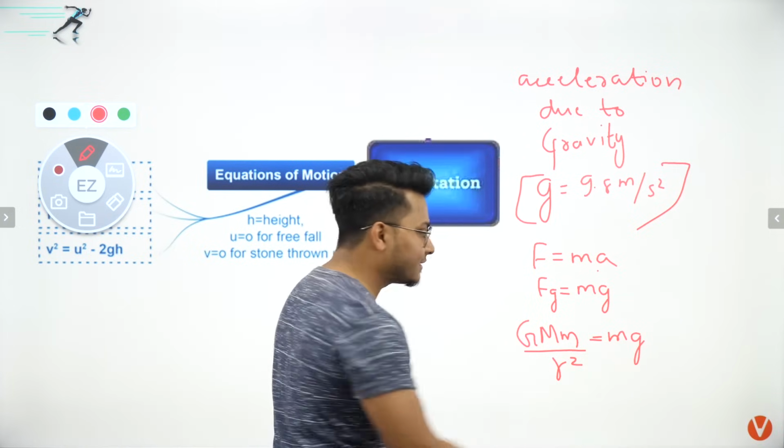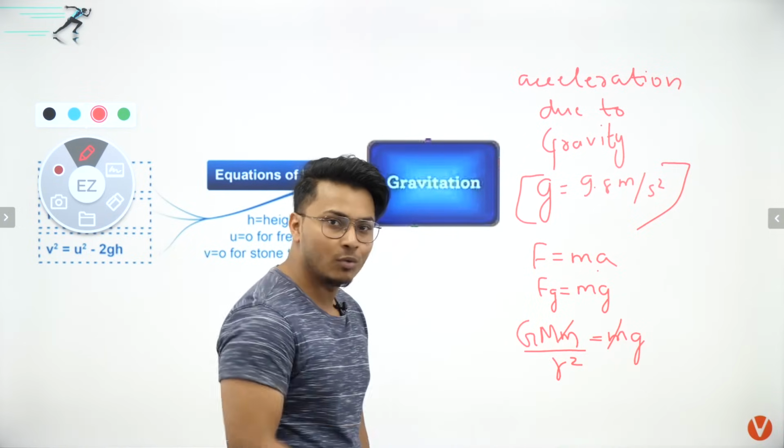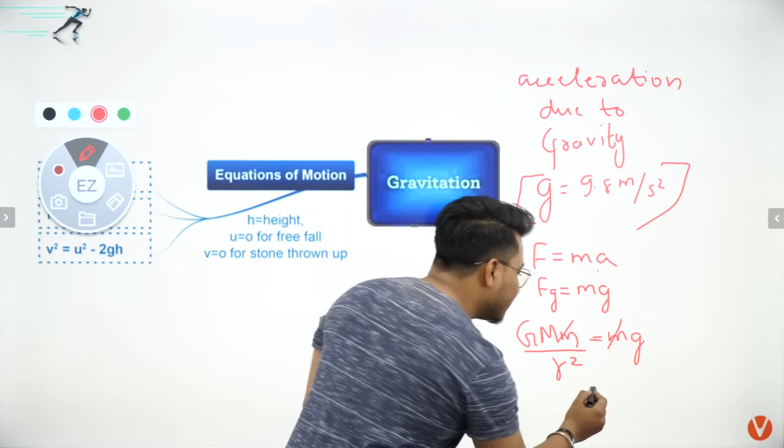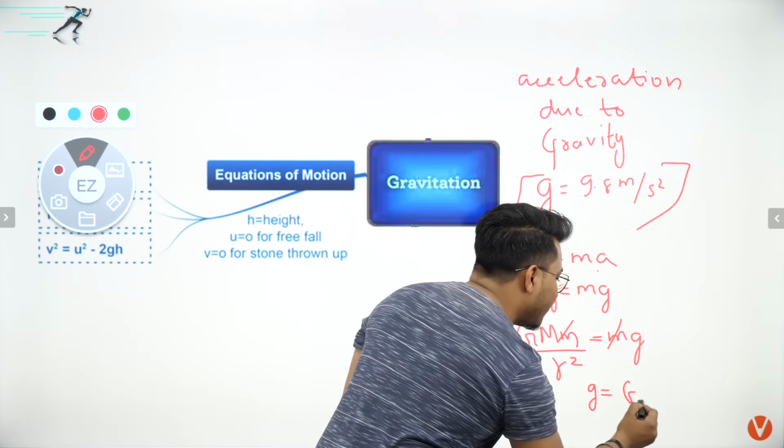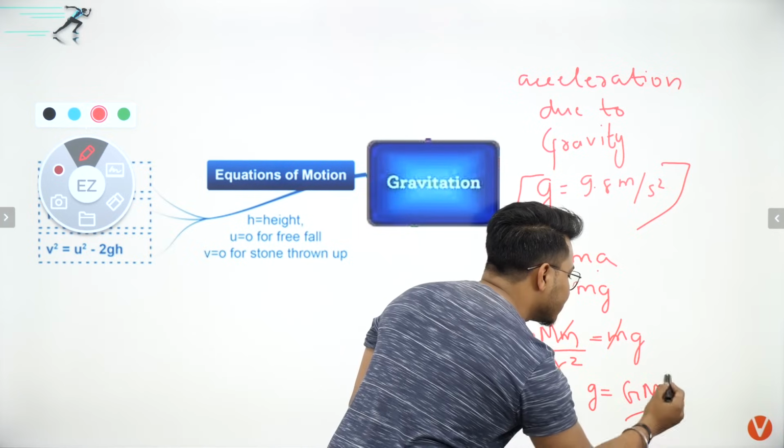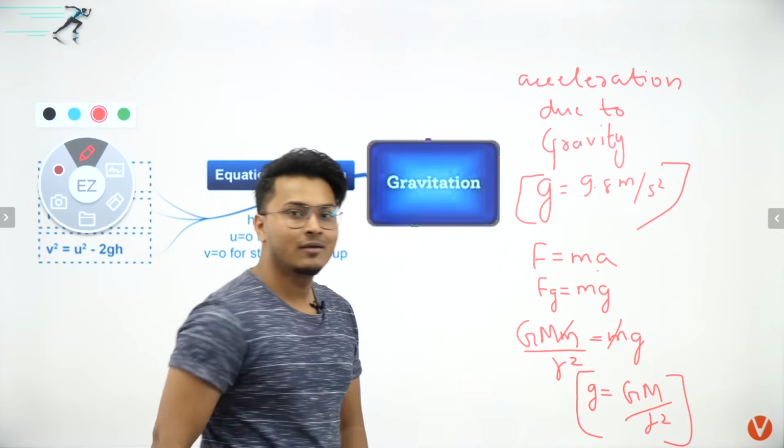From here you can very easily see that capital M and small m cancel off. Small m and small m cancel out. Now what is left? g is equal to capital GM by r square. This, my dear students, becomes the formula of small g.